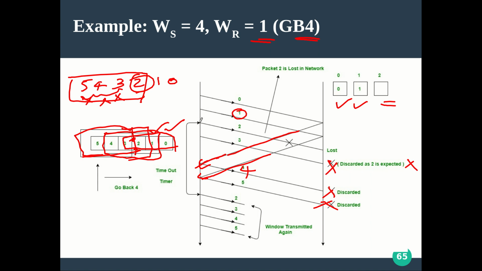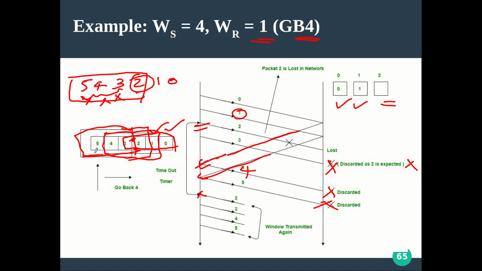Now the timer will be started with every frame transmitted, right? Here it is highlighted, the timer for 2 only. So this is the time. When the timer expires, what you will do is simply retransmit. From the point, what is the last frame transmitted? 5. So from this point, go back 4.